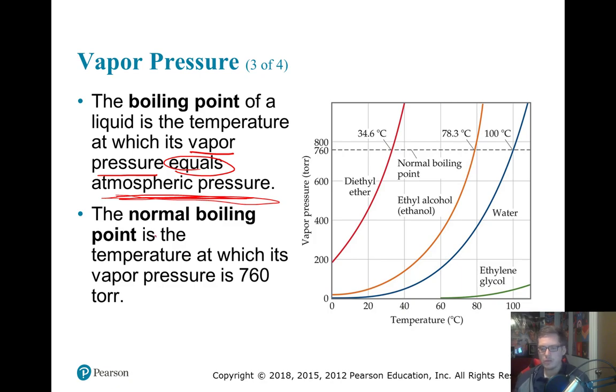Normal boiling point is the temperature at which you boil if your vapor pressure is 760 torr. It's essentially what temperature do you need to get to so you have 760 torr. Remember, this is the same as 1 atmosphere. So normal boiling point, 1 atmosphere. Here's the normal boiling point of several things. Water is at 100 degrees Celsius. We've defined that. That's really nice. Ethanol or ethyl alcohol is at 78.3. Diethyl ether is 34.6. Ethylene glycol is way out here. I should have looked it up. I'm kind of curious now what the normal boiling point is.